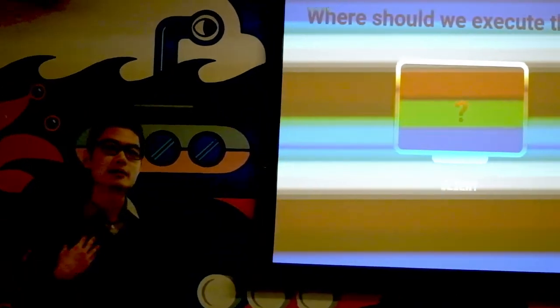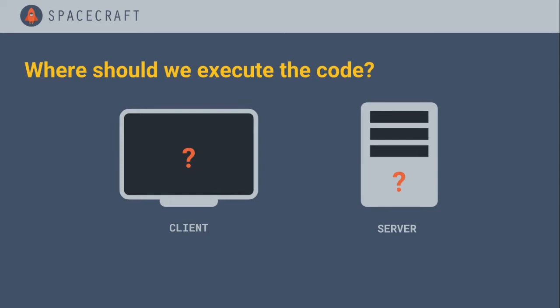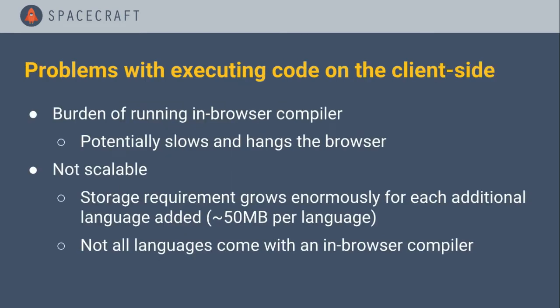So with that out of the way, now we need to ask this question. We have the client and the server. Where should we execute the code? Remember back to my point that when we want to build an in-browser REPL, we have the choice of running the REPL all within the browser, or we can run the code on the server.